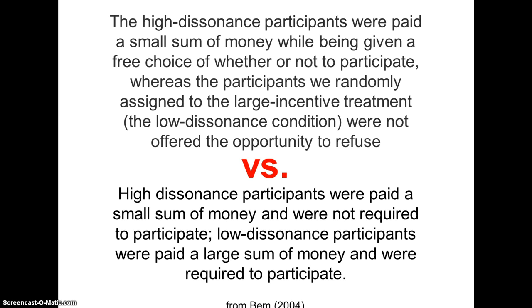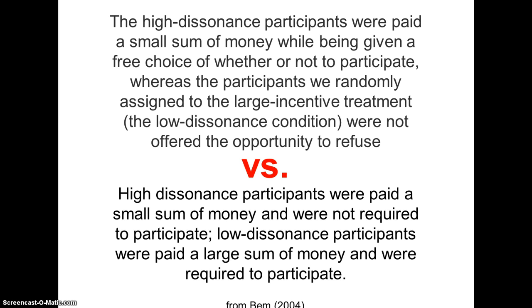The first one says, the high dissonance participants were paid a small sum of money while being given a free choice of whether or not to participate, whereas the participants we randomly assigned to the large incentive treatment, in parentheses, the low dissonance condition, were not offered the opportunity to refuse. So, I don't know about you, but I read that sentence and by the time I get to the end, I'm thinking, where the heck are we? What have I just read? It's really, really confusing. First of all, it's very lengthy, and it's just not a very direct and straightforward way to say things.